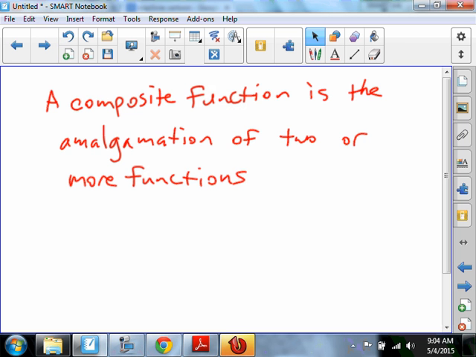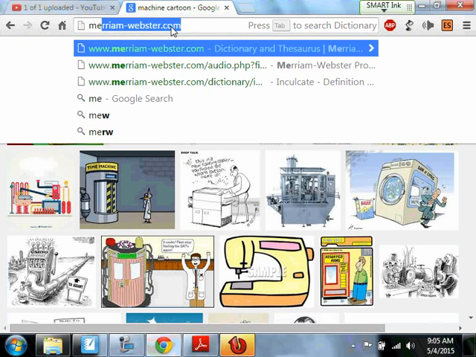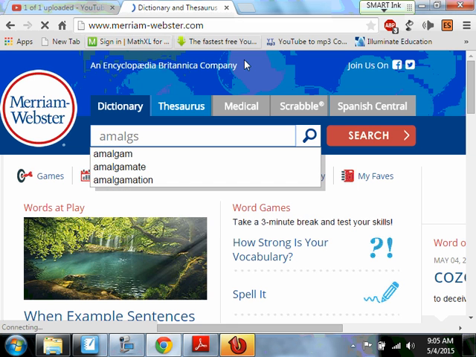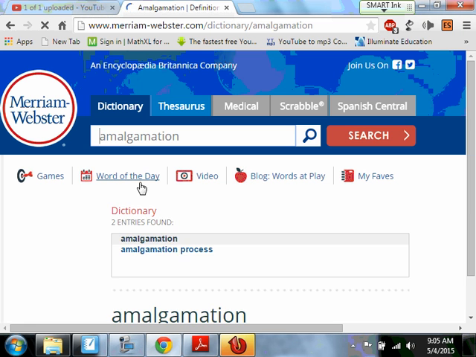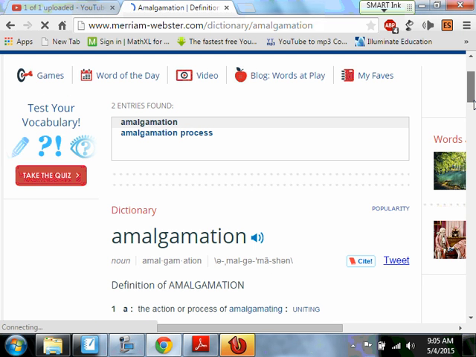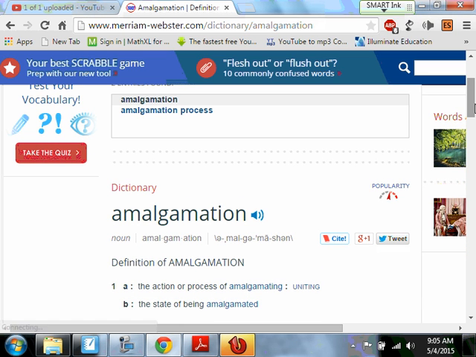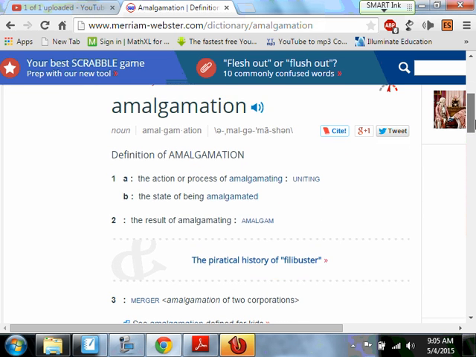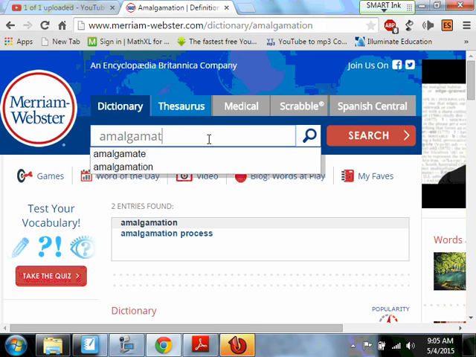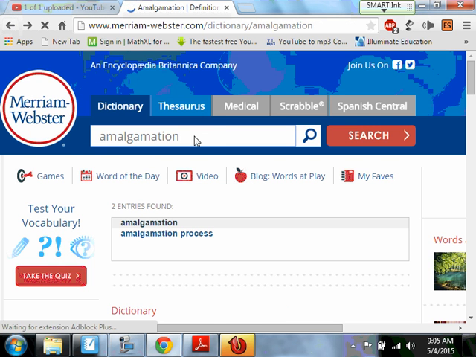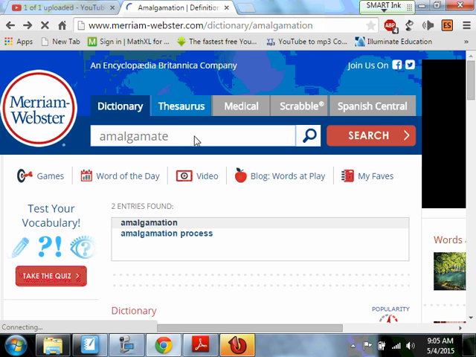I felt like using one of my master's degree words today. Amalgamation. So let's go to Merriam-Webster and see what amalgamation means. Amalgamation: the action or process of amalgamating. Thanks, Webster. You really helped me figure that out. The state of being amalgamated. Thanks, Webster. The result of amalgamating. Let's look up amalgamate. Where did cozen come from? I don't care if it's the word of the day or not. Maybe I shouldn't use fancy words.